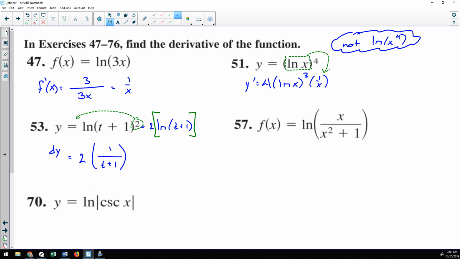I very frequently use Leibniz notation, so in this case, because y is a function of t, it would be dy dt, not dy dx. Just a little side note there.